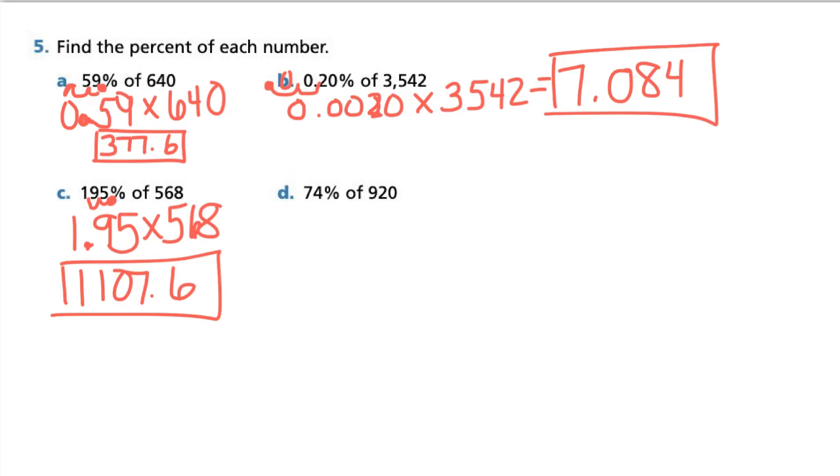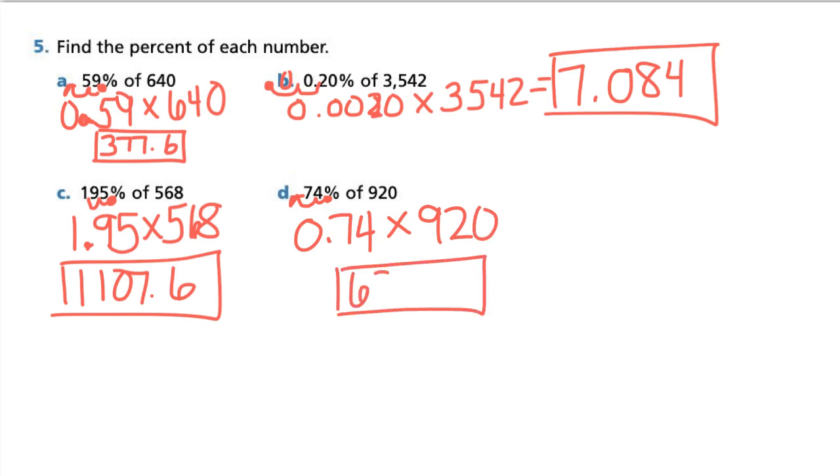And letter D, your decimal's hiding at the end. Move it 1, 2 places. Plop it down right in front of the 7. Of means to multiply, 920. Your answer is 680 8/10. Go ahead and star yourself or fix it.